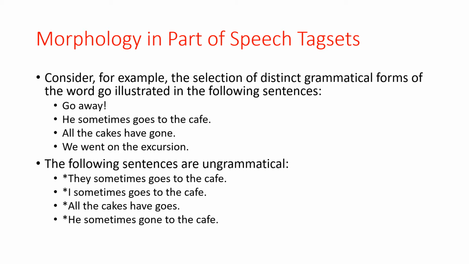Thus, the following sentences are ungrammatical. They sometimes goes to the cafe. I sometimes goes to the cafe. By contrast, gone is the past participle form. It is required after have and cannot be replaced in this context by goes, and cannot occur as the main verb of a clause. All the cakes have goes. He's sometimes gone to the cafe.